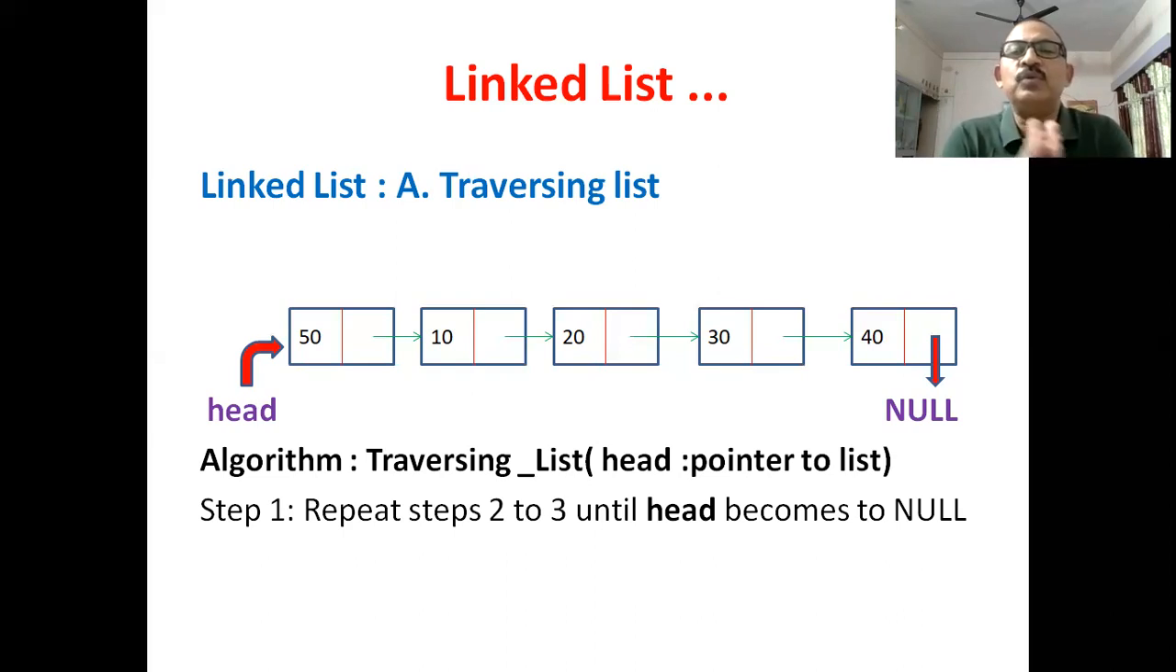We want to go to the next node. The question is how will we go to the next node? Here you can see head is a pointer which points to the first node. It has two fields. You can see one is the data and the next field is next. The next field is a pointer which points to another node in a linked list. Is that clear?